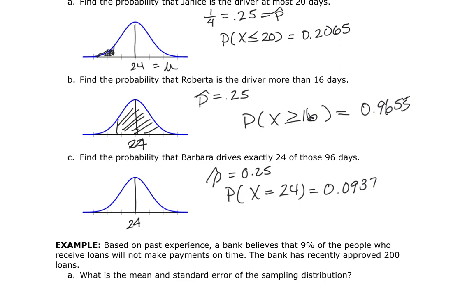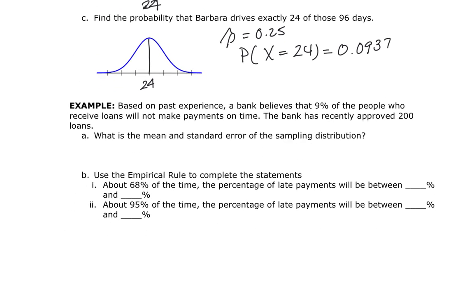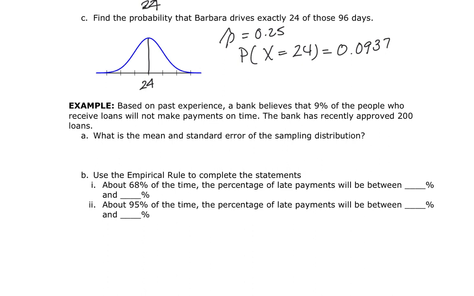Now, based on past experience, here's my next example. A bank believes that 9% of the people who receive loans will not make payments on time. The bank has received and approved approximately 200 loans. What is the mean and standard deviation, the standard error, of the sampling distribution?